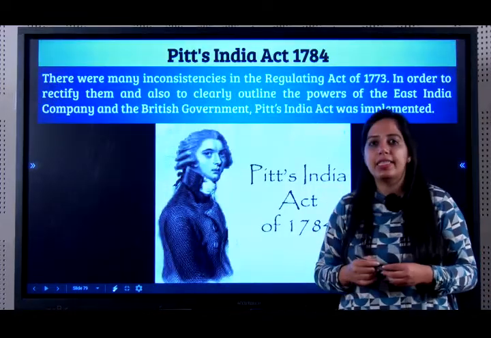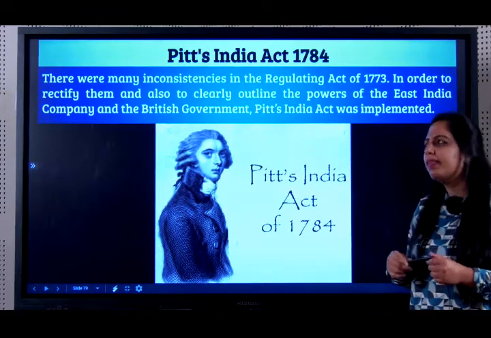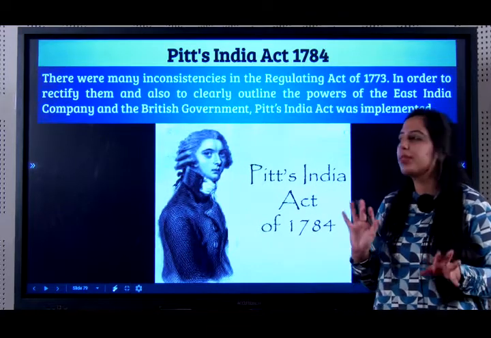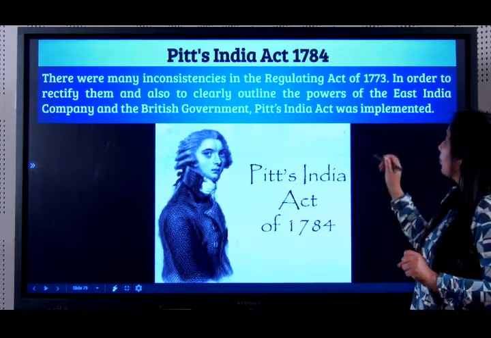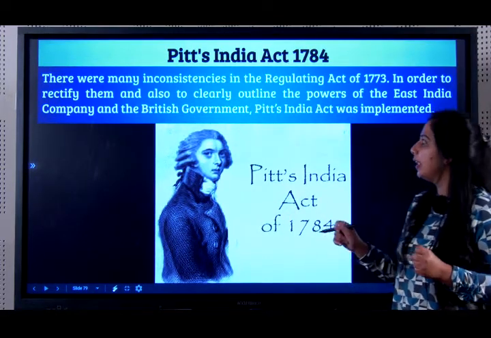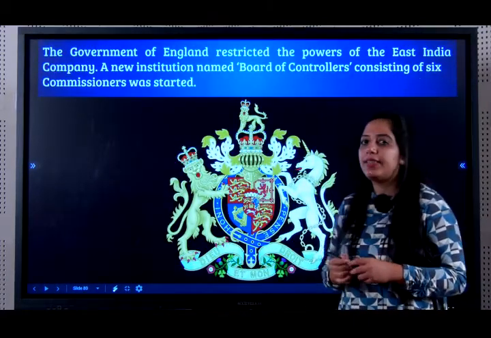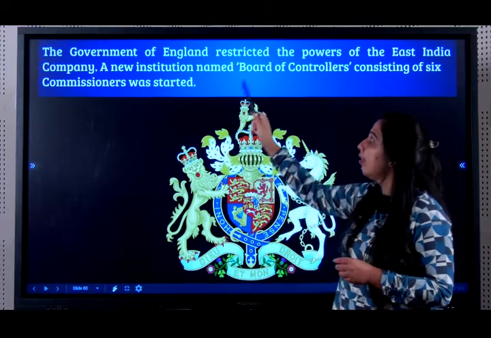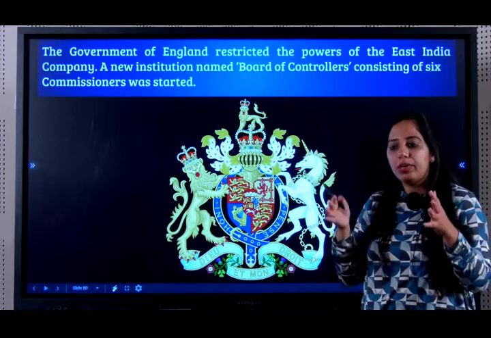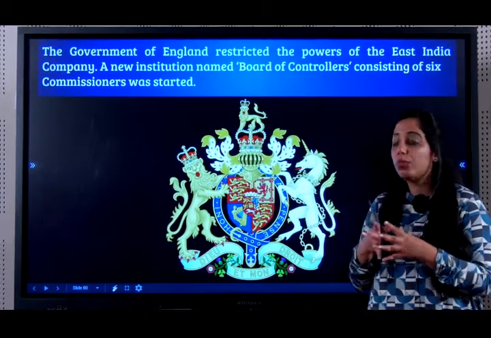Now let's go to the next act. Pitt's India Act of 1784. There were many inconsistencies in the Act of 1773. A lot of confusion. It was not very clear. And the powers of the English East India Company were not defined. So to clarify all this, Pitt's India Act of 1784 was passed. The government of England restricted the powers of the English East India Company. So they wanted to cut down the powers the English East India Company had. So what did they do?